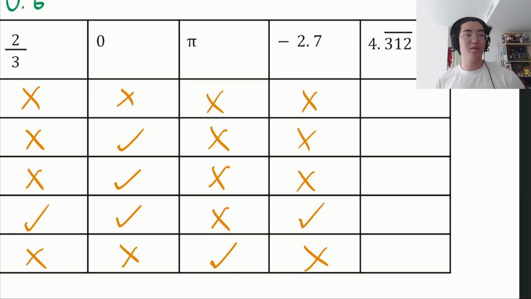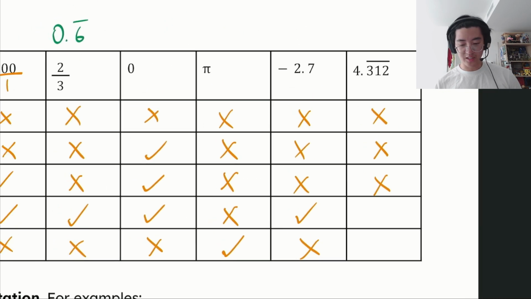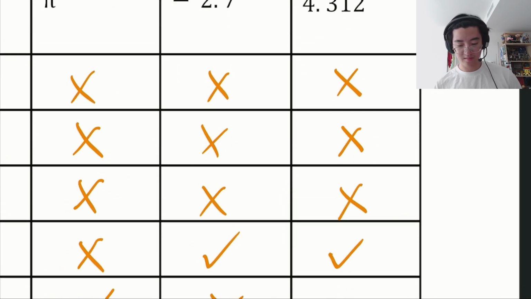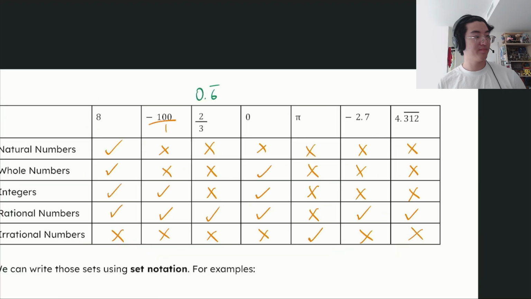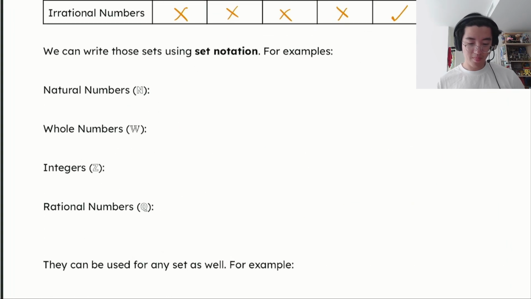Okay, 4.312 repeating. It's got a decimal, so we know it's not any of the first three: natural, whole, or integer. Rational, yes, it's rational. It's a number with a repeated decimal. If it's rational, it's not irrational. Okay, so that's sorting out the numbers. We can also write this as set notation.